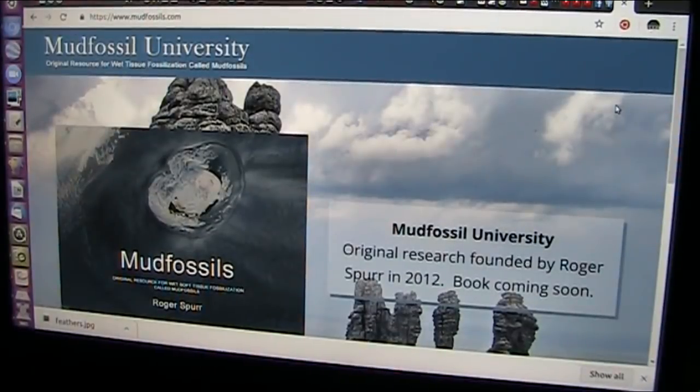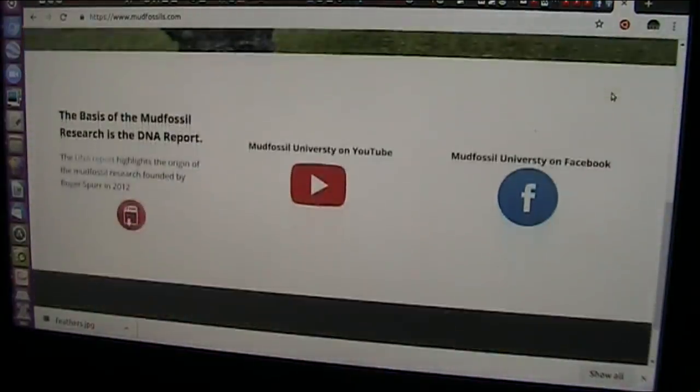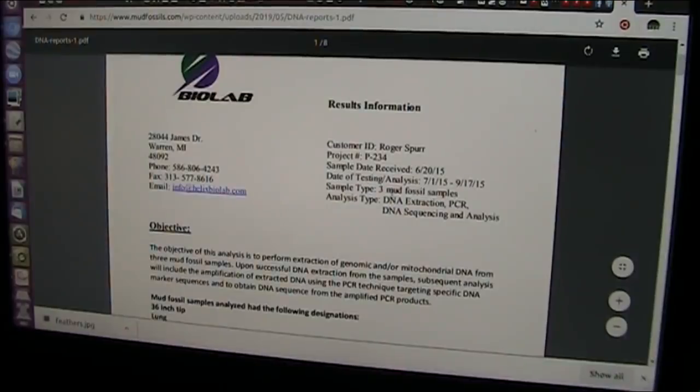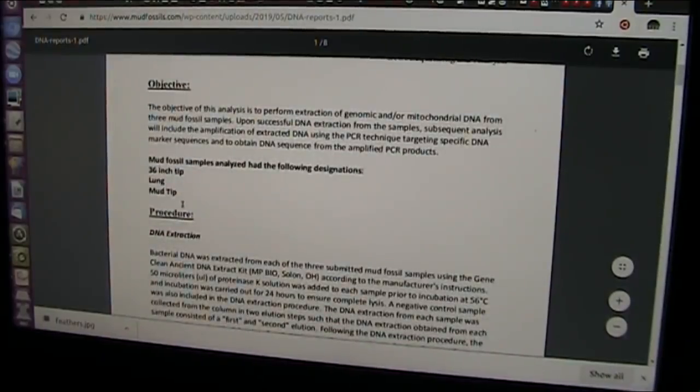Okay, this is Mudfossil University up here, mudfossils.com, and this is basic mudfossil research: the DNA report. It's the basis of everything here. And this report tells of 3 DNA tests I had done 4 years ago, and they came back as all positive. 2 of them were giants and 1 was not a giant. And they were positive for human mitochondrial DNA, just like ours.